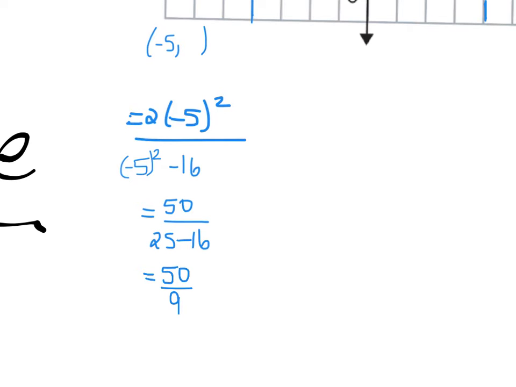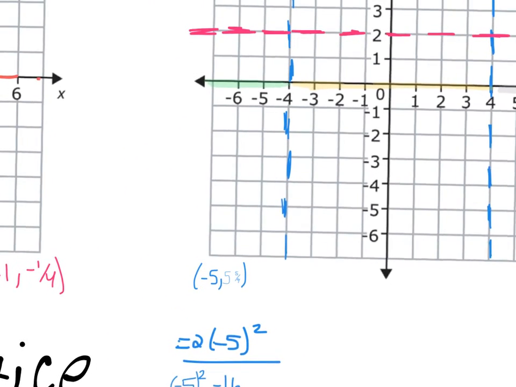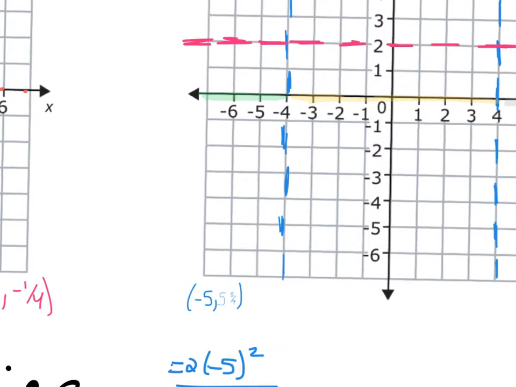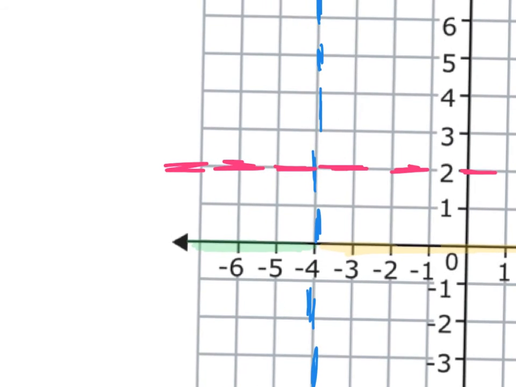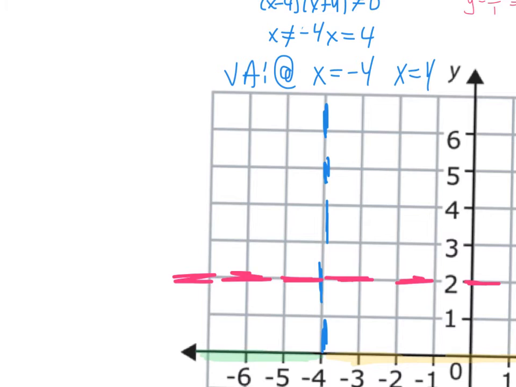What is that about? 9 goes into 50 how many times? 5, with 5 left over. So when I plug in -5, I get 5 and 5/9. Where is that point? -5, 5 and 5/9. Is it above your horizontal asymptote or below? It's above. So where am I going to draw my boomerang? Above, up here. Does that make sense? Just get as close to the asymptotes as you can.